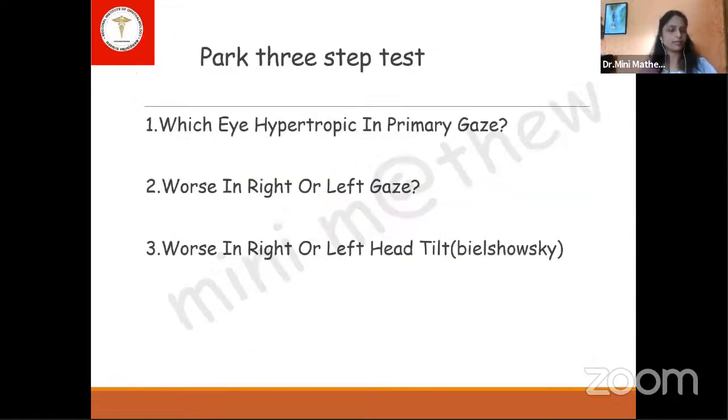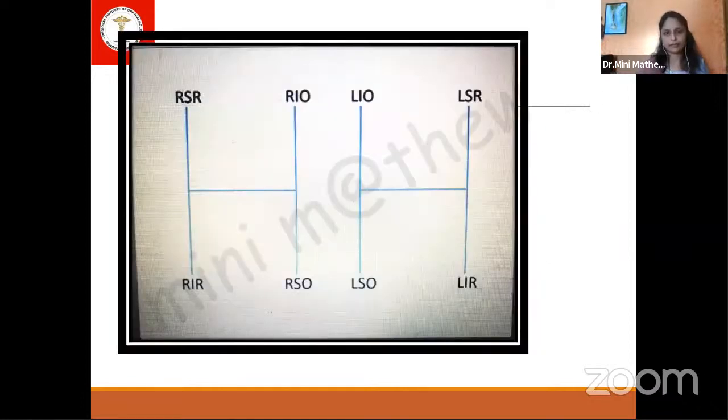So the Park 3-step test helps us in this case. First, we have to understand which eye is hypertropic in the primary gaze. Is this hypertropia increasing on the right gaze or the left gaze? Now, is it worse on a right head tilt or on a left head tilt? So I've shown this chart previously. From these 8 muscles, which are the elevators and depressors, we have to rule out a single muscle.